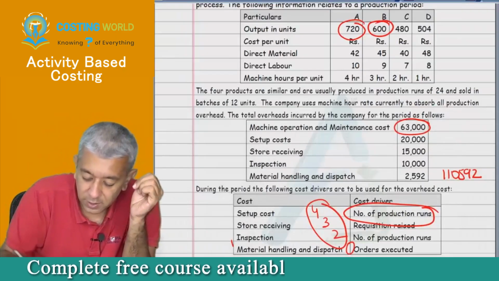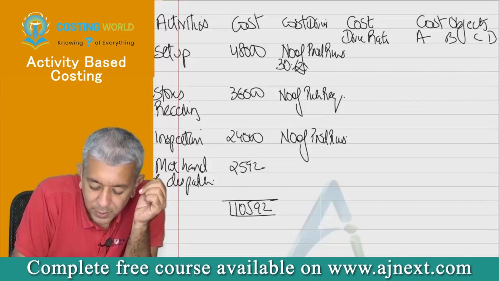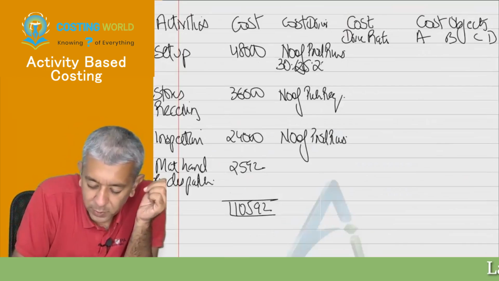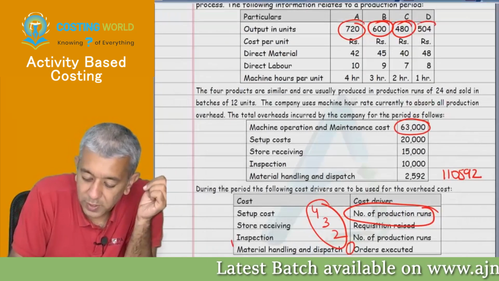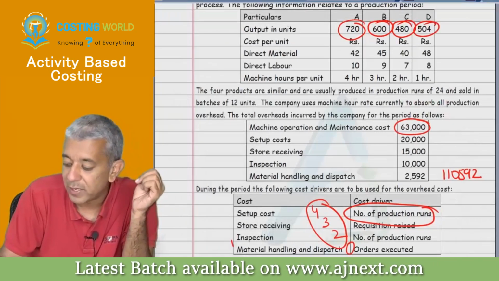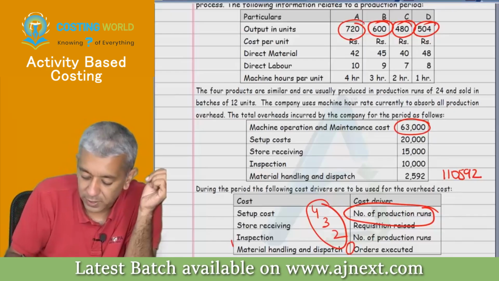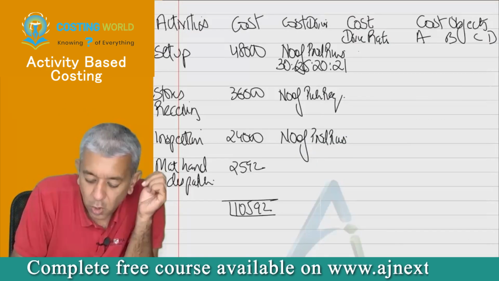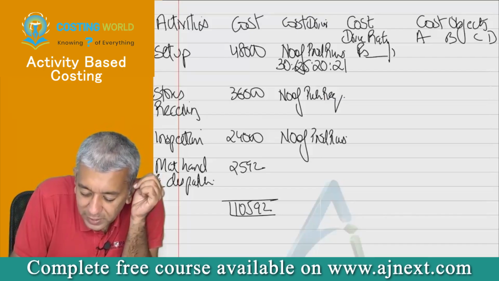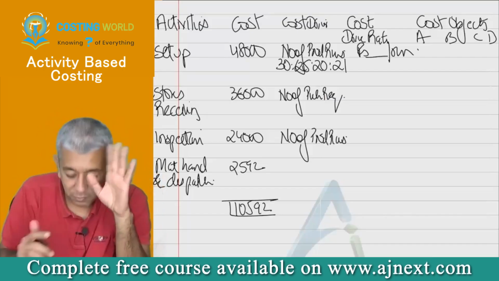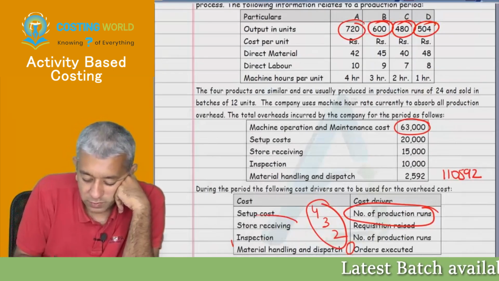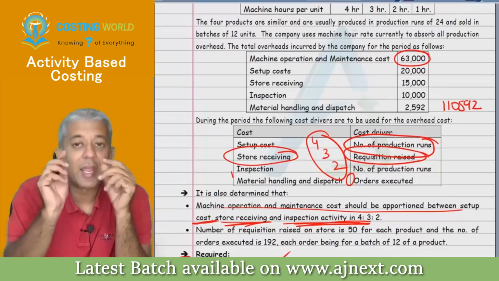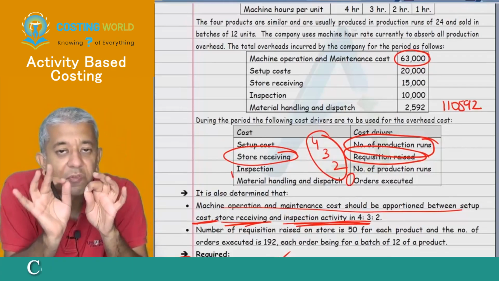Then 600 upon 24 will be 25. Then 480 upon 24 will be 20. Then in this particular case, 504, you take your calculator, divided by 24. This particular figure will be 21. So number of production runs are done. Obviously in cost driver rate, you will be getting the rate per run. Further, now stores receiving. Cost driver is requisitions raised. Can you say requisitions raised are 50 for each product?